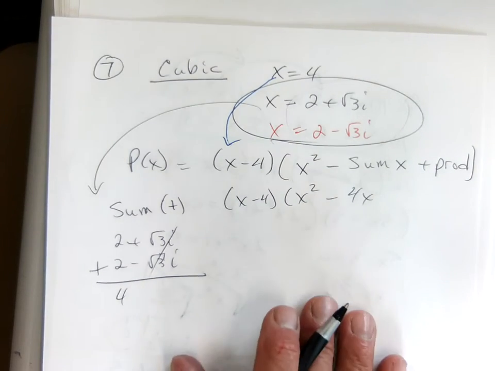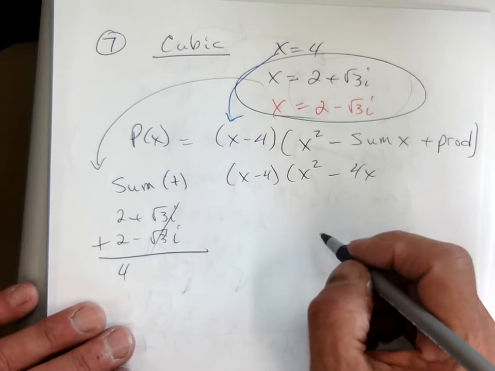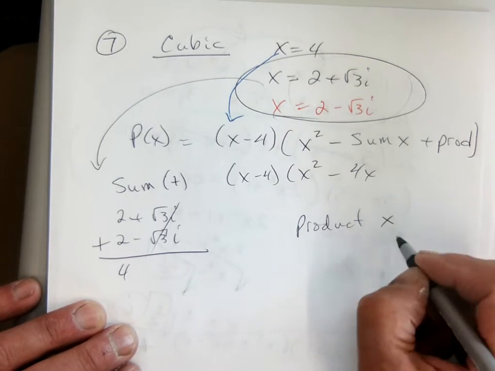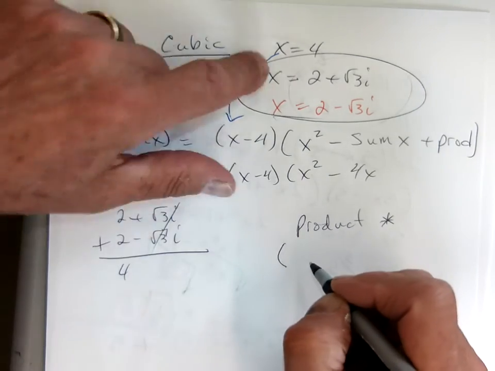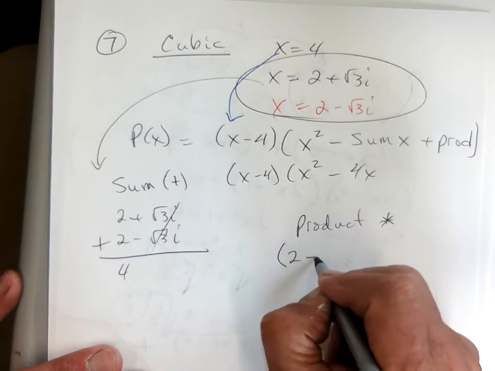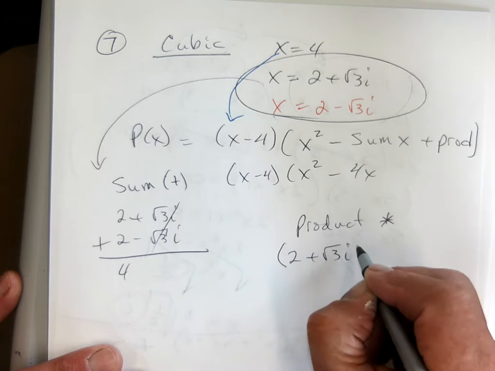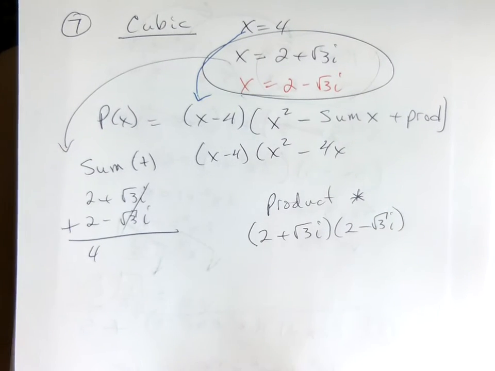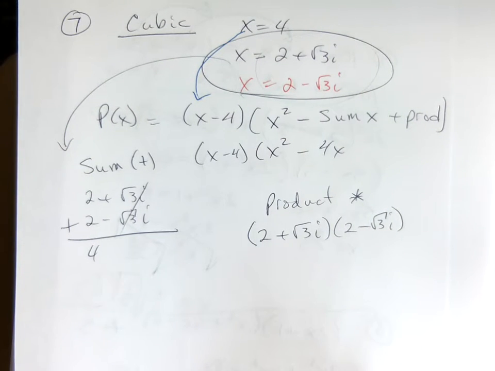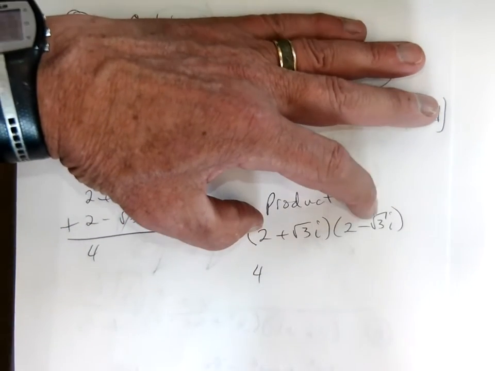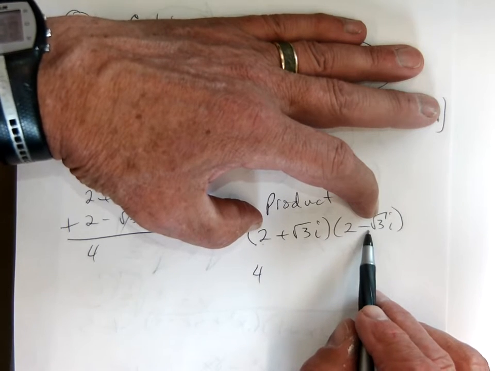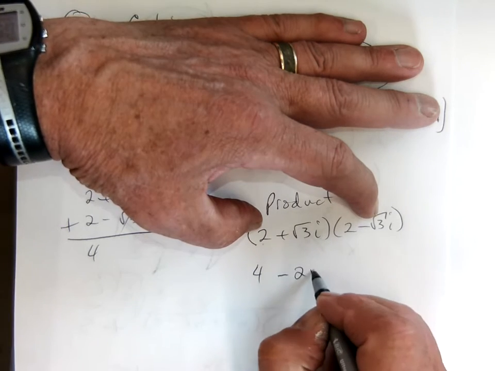The product. I don't know what the product is, so the product means to multiply. So I'm going to take my 2 roots, 2 plus the square root of 3i times a 2 minus the square root of 3i, and I'm going to multiply, okay? And then what I get, I'll put plus right there. So I get a 4, 2 times a negative square root of 3i. Carly, that is a negative 2 square root of 3i, right?